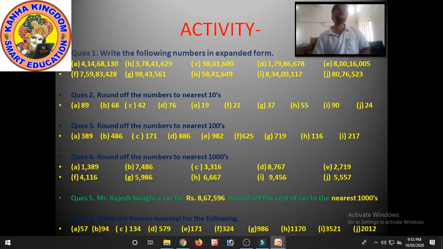After 6, which number comes? 8. After 8, comma 000 plus. After 8, which number? 1. 100 plus. After 1, 3 comes: 30 plus 0. So like this you have to solve all the 10 subparts of this question, and it is very easy to solve because commas are mentioned in all your subparts.